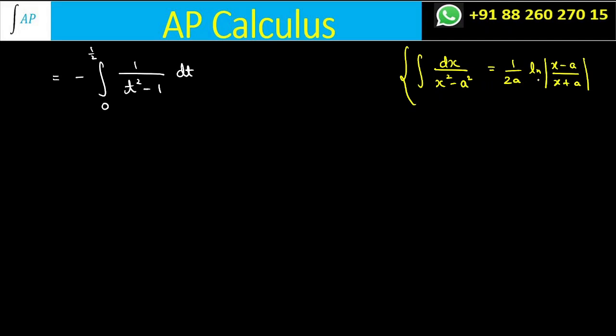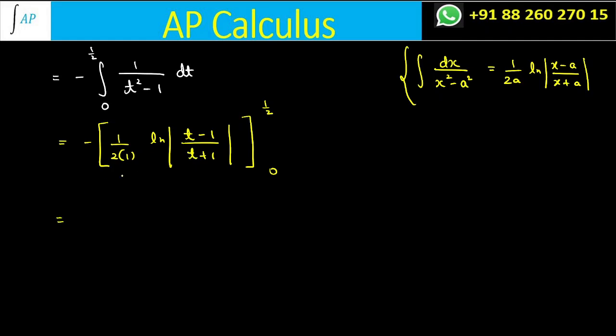The same formula you can get from partial fractions also. So I am going to use the direct one. Here a is 1 and in place of x we have t. So it will be 1 over 2a ln of t minus 1 over t plus 1. And now the complete limit is going from 0 to 1/2. The factor minus 1/2 can be taken outside.